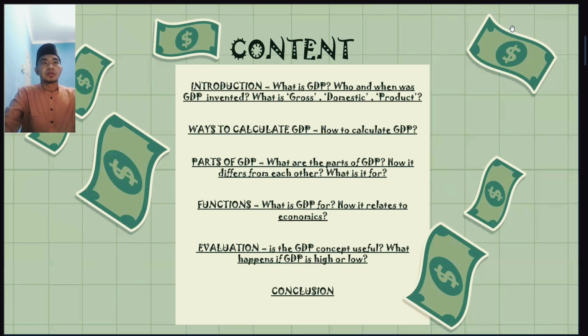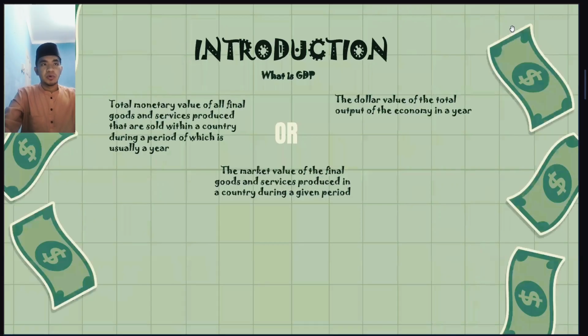What is GDP? There are three definitions of GDP. The first one is the total monetary value of all final goods and services produced and sold within a country during a period, which is usually a year. The second definition is the market value of the final goods and services produced in a country during a given period. And the last definition is the dollar value of the total output of the economy in a year.